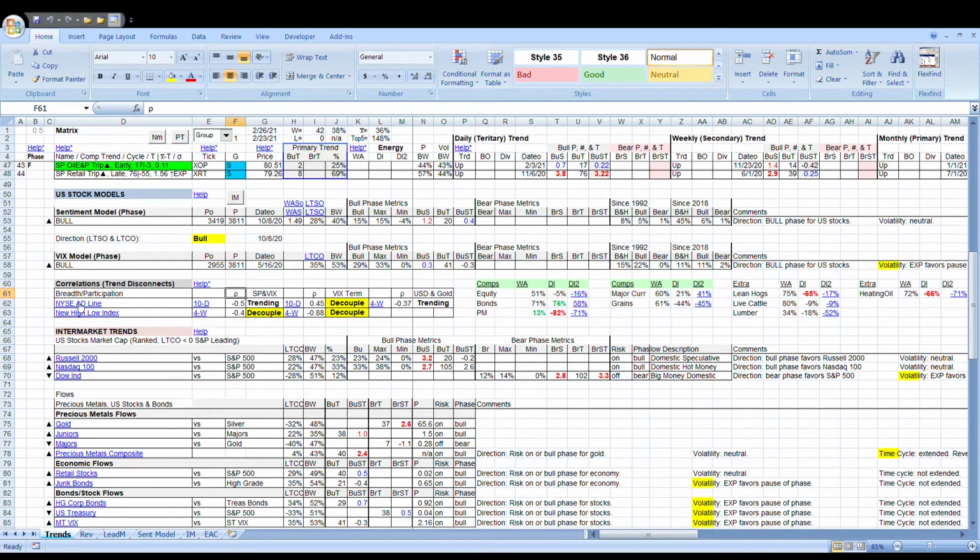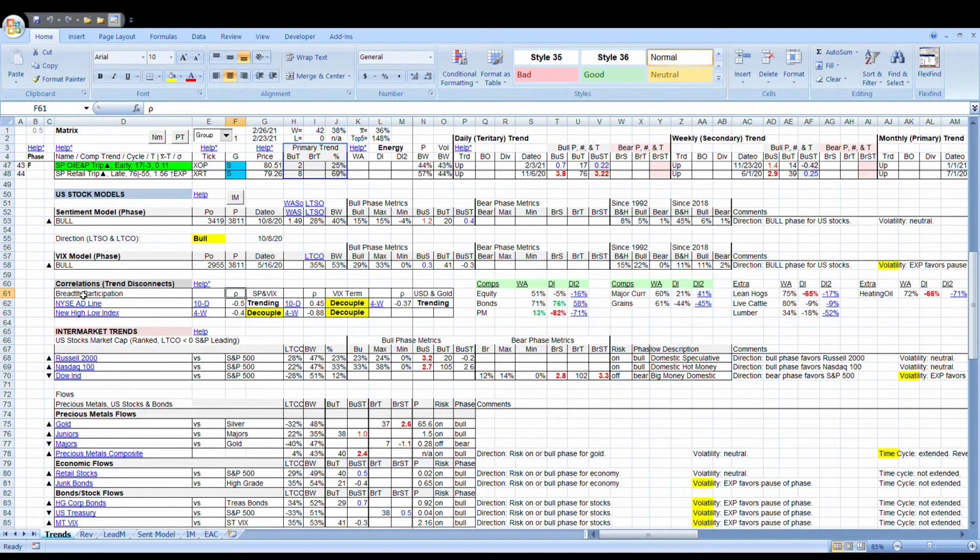I've also included the breadth and participation numbers here by the NYSE advanced decline line and new high low index. These are general creations. This is my creation. This is something that's widely followed. It's just for convenience. I put them in here so you can more easily find them. So that's the trend disconnects or correlation section or box down in the matrix.